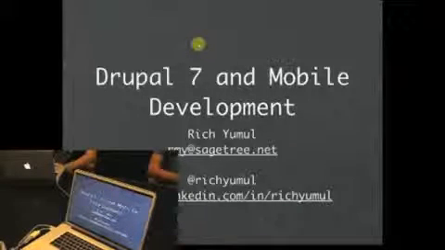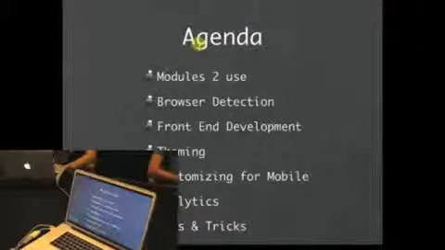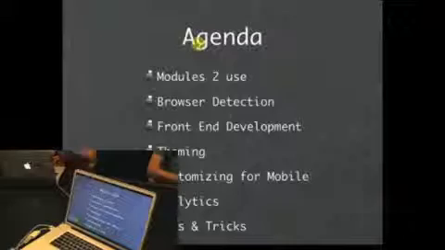So hopefully you'll understand the issues that you have to deal with and have at least a good groundwork on which to build your mobile site. The things that I'm going to talk about are the modules to use with Drupal 7, how it does browser detection. I have a couple tips on front-end development and theming. And then I'm going to go over how you customize the user experience for the mobile platform, how you do analytics, and a couple small tips and tricks to make it optimized for the mobile browser.